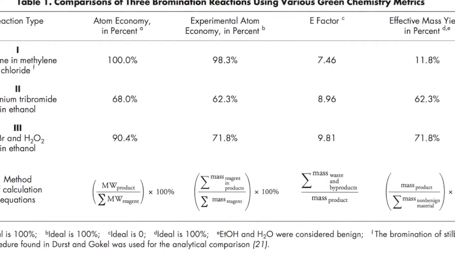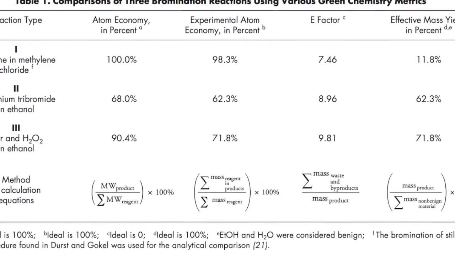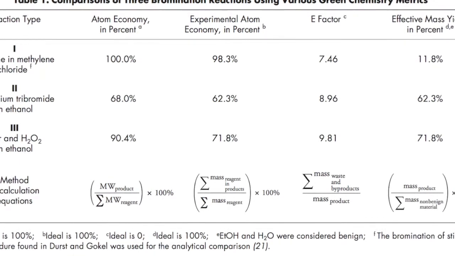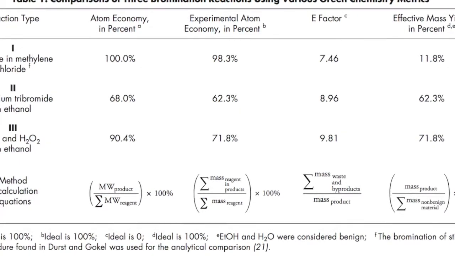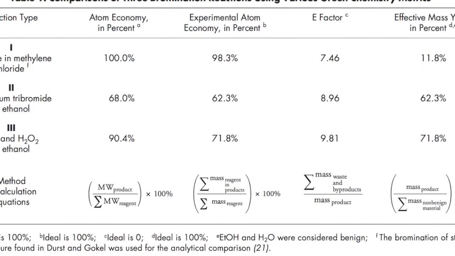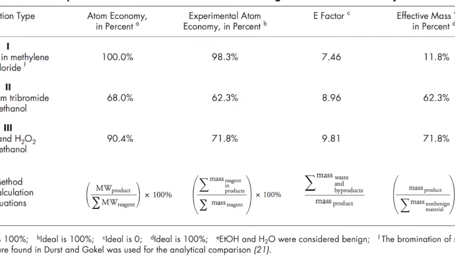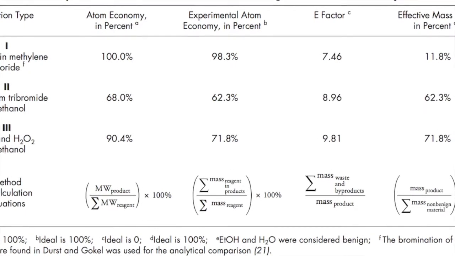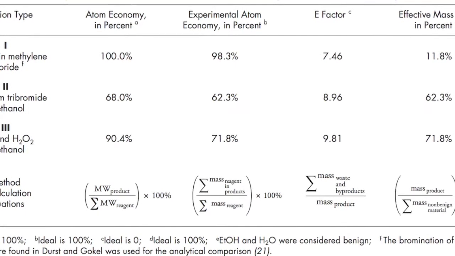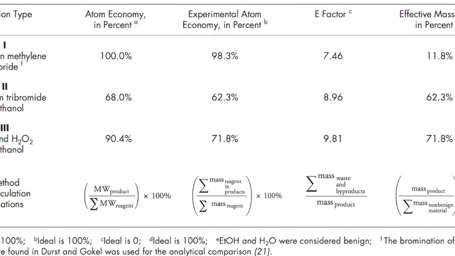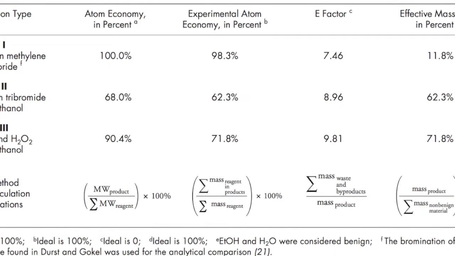Looking at the E factor, the methylene chloride shows to produce the least amount of waste, although it is through the use of a dangerous solvent. Environmental impact is best measured through the effective mass yield because it incorporates the relative hazard. The hydrobromic acid-hydrogen peroxide reaction is shown as yielding the highest effective mass yield at 71.8%.